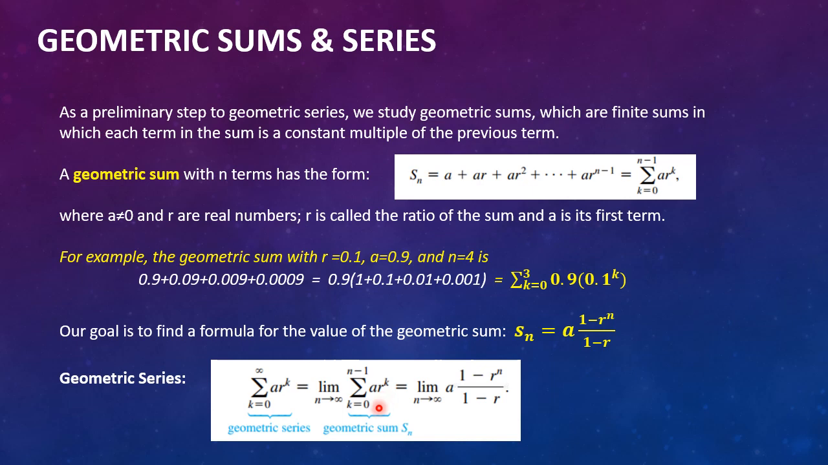Okay, so we're going from k equals 0 to infinity, but we know that the general formula, which we just saw, is a times 1 minus r to the n over 1 minus r. So we apply the limit to this formula, and this gives us the geometric series formula that we can then manipulate and use.